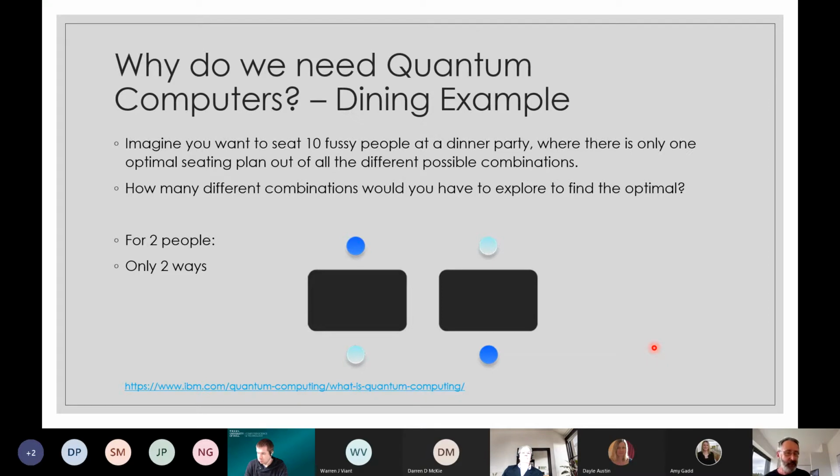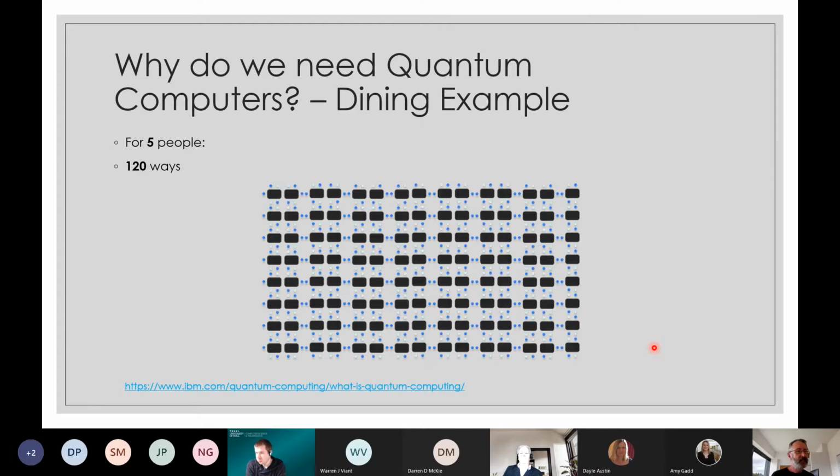A typical example would be a wedding. There's only one way you can sit everybody so an argument won't happen. Right. If you've got two people, it's relatively easy. You've got one sitting above, one sitting below, or vice versa. They're kind of the same, but for now we'll consider those as different cases. If you go to 5 people, you suddenly go up to 120 different ways of doing it.